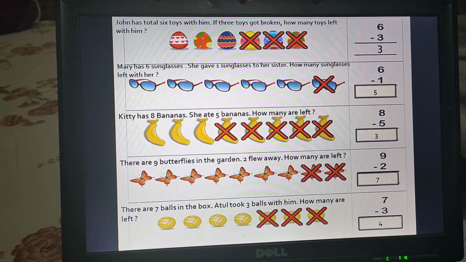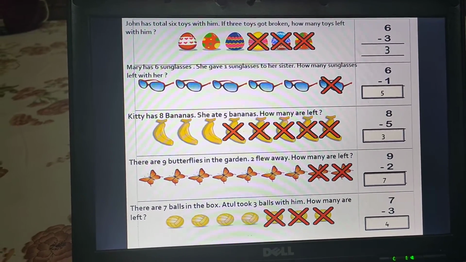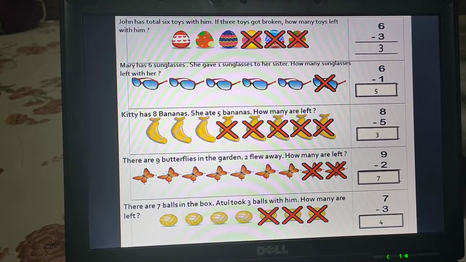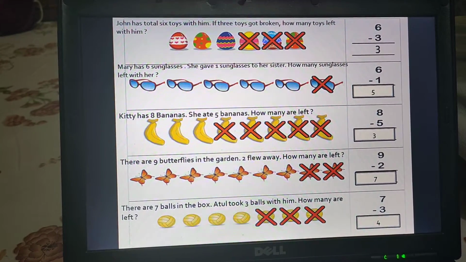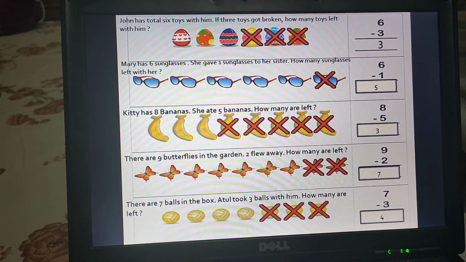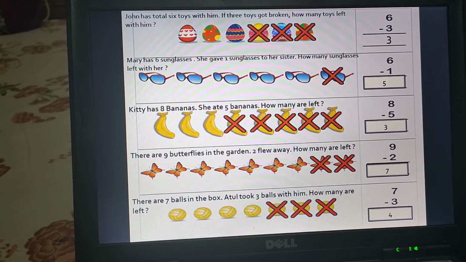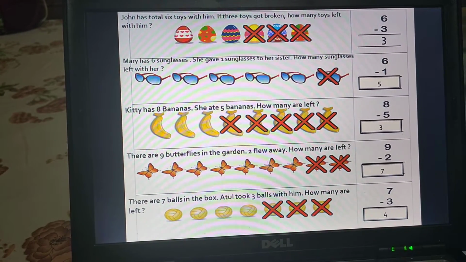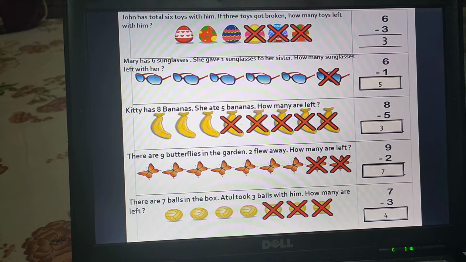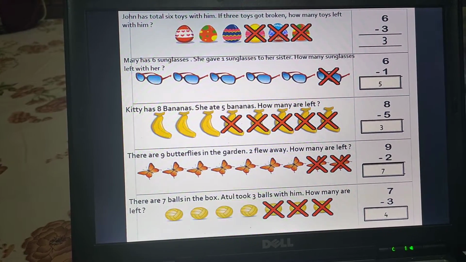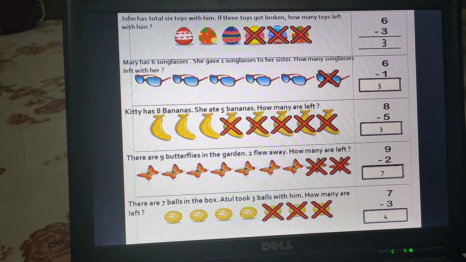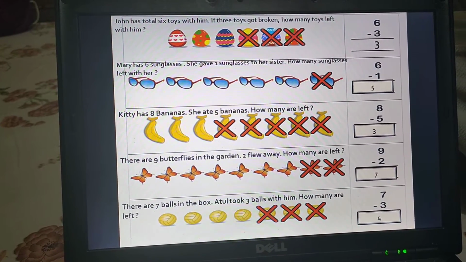Similarly, there are 9 butterflies in the garden. 2 flew away. How many are left? Again, we will minus 2 from 9 and the answer is 7. The last example, there are 7 balls in the box. Atul took 3 balls with him. How many are left? Again, we will deduct 3 from 7. So the answer is 4.